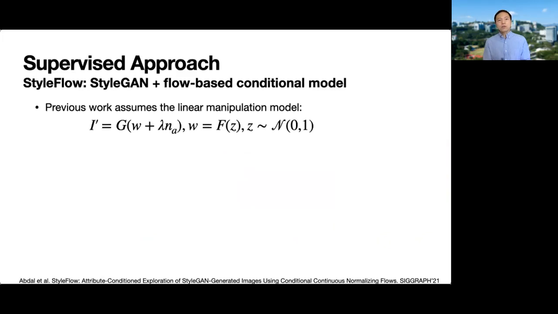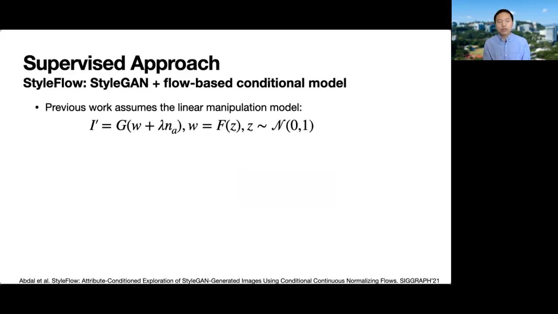Later on, people started improving this linear manipulation model. We have a very strong assumption: this manipulation model is just linear. So we have this latent vector W, then we just add this attribute vector on top of that. Obviously, this cannot capture all kinds of transformations.